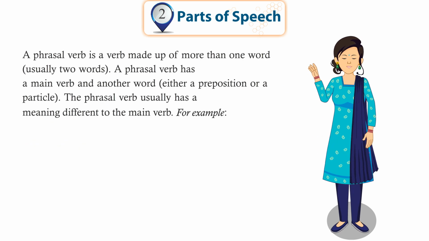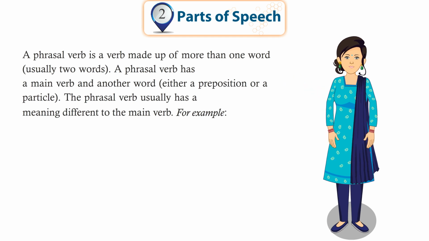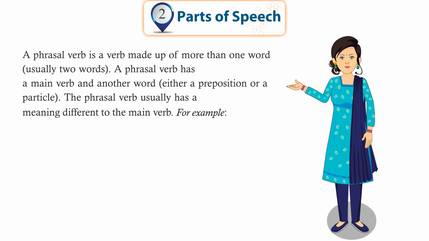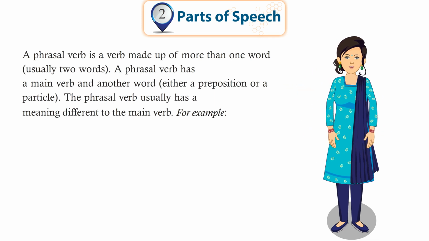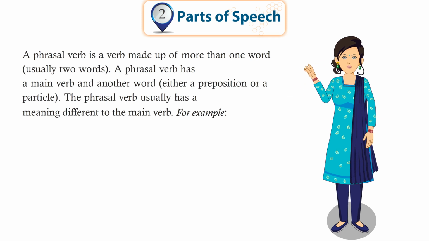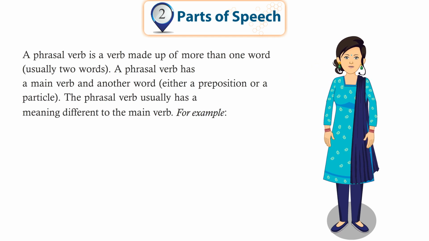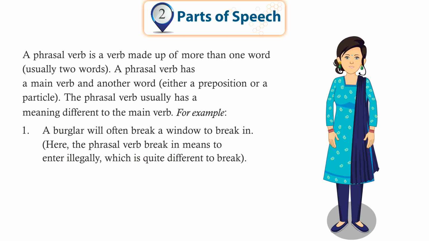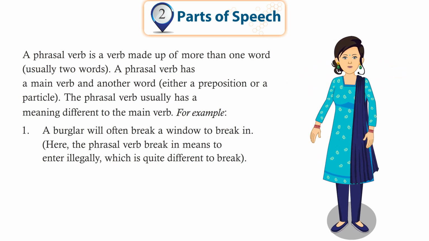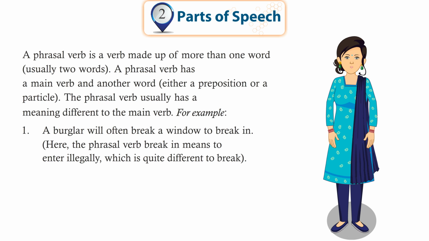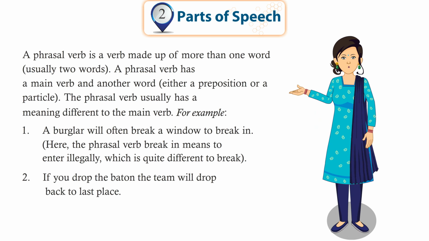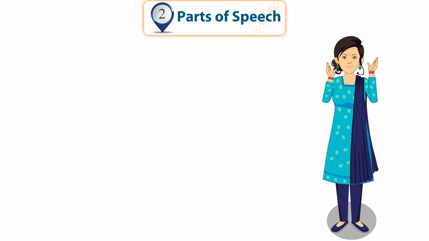Phrasal verbs. A phrasal verb is a verb made up of more than one word, usually two words. A phrasal verb has a main verb and another word, either a preposition or a particle. The phrasal verb usually has a meaning different to the main verb. For example, a burglar will often break a window to break in. Here the phrasal verb break in means to enter illegally, which is quite different to break. If you drop the baton, the team will drop back to last place.